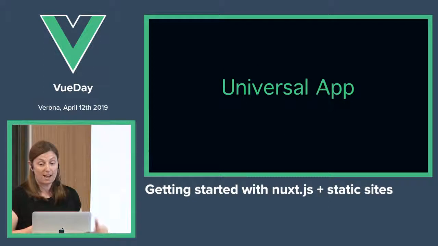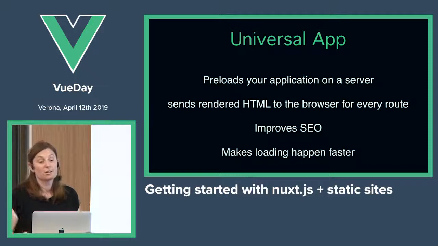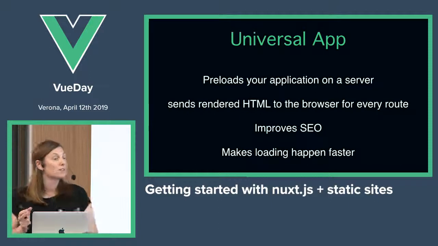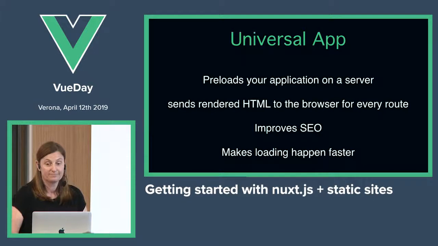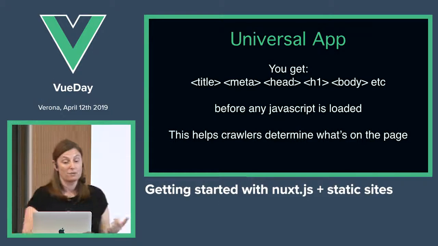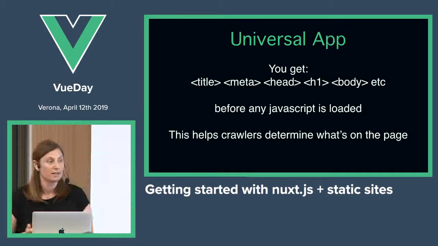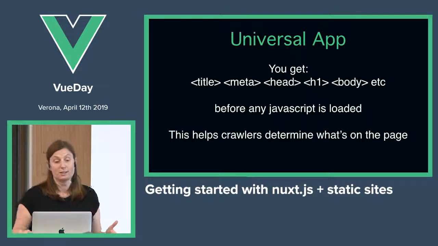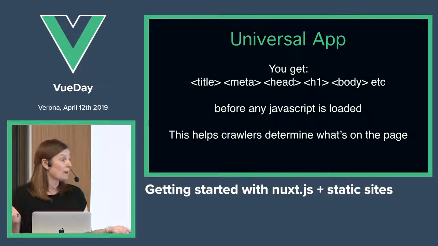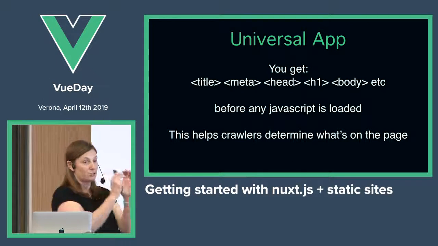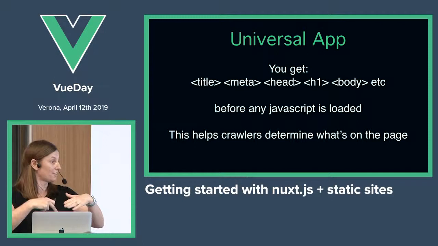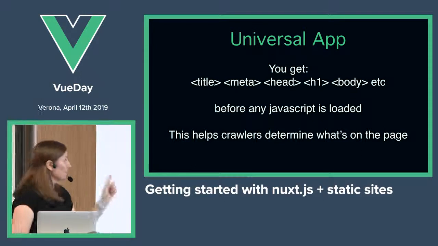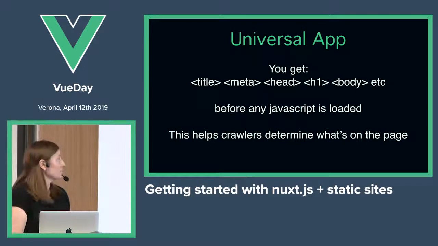So going back to universal apps, it preloads your application on a server. It sends the rendered HTML to the browser for every single route. It improves your search engine optimization, and it makes loading happen faster. When you load your universal app, you get the title, the meta, the head, the H1, the body, etc., before any JavaScript is loaded. This helps the crawlers determine what's on the page. From a single-page application, you've got your div ID equals app, and then inside you've got nothing until the JavaScript loads. So this is really useful for search engine optimization.